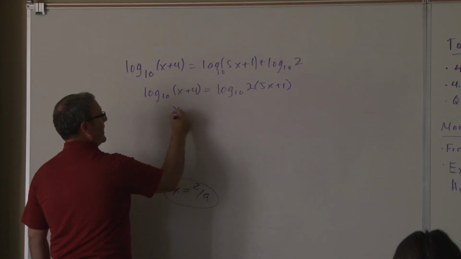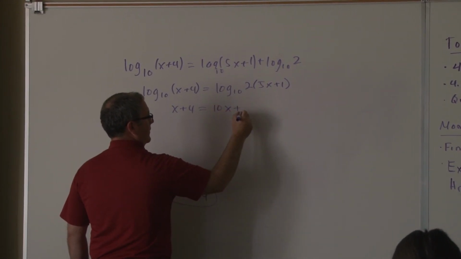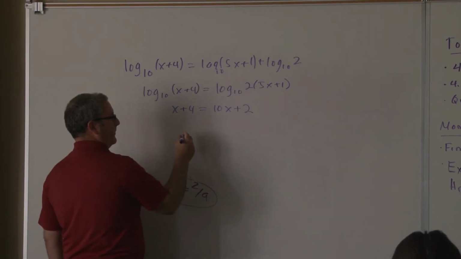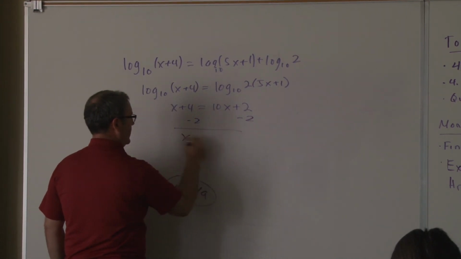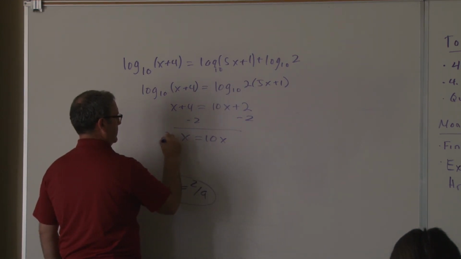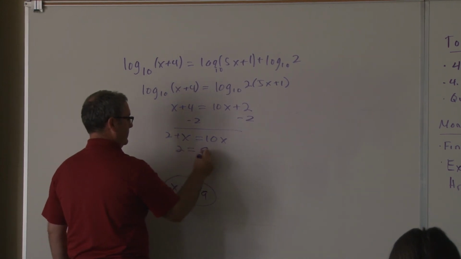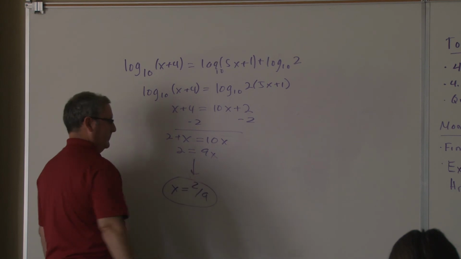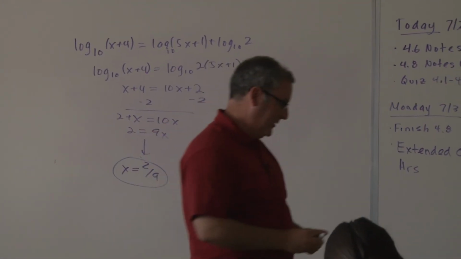Cool. And then what'd you get? x plus 4 equals 10x plus 1. Oops, I'm sorry, 2. Okay, keep going. And then I subtracted the 2 from both sides. And it came to x plus 2. And I subtracted an x, which is 1, really. Yeah, and then divided by 9. You got that? Yeah. Very nicely done. Well done.